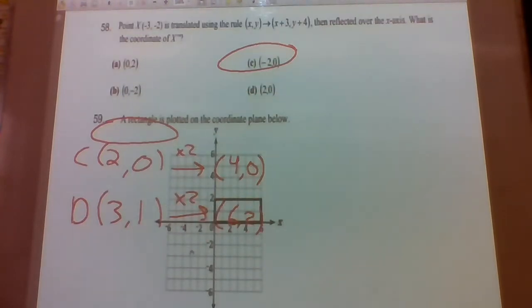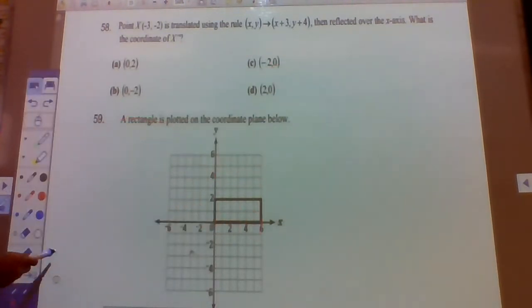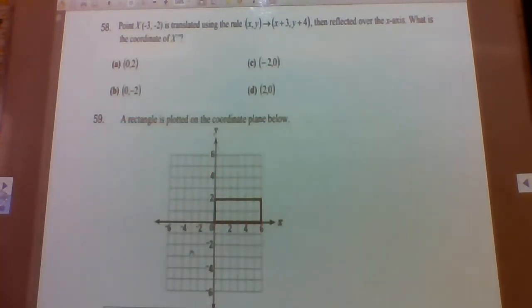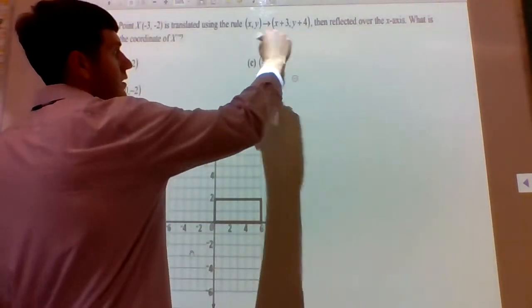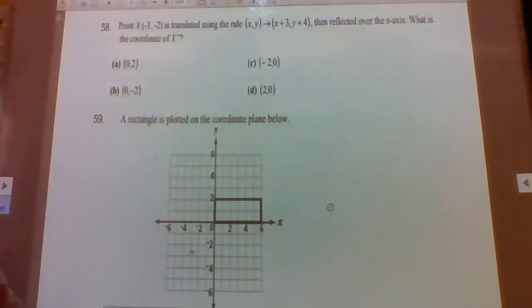58. Point X (-3, -2) is translated using the rule (x, y) goes to (x + 3, y + 4), and then reflected over the x-axis. What is the coordinate of X? Okay, so let's start with our translation.